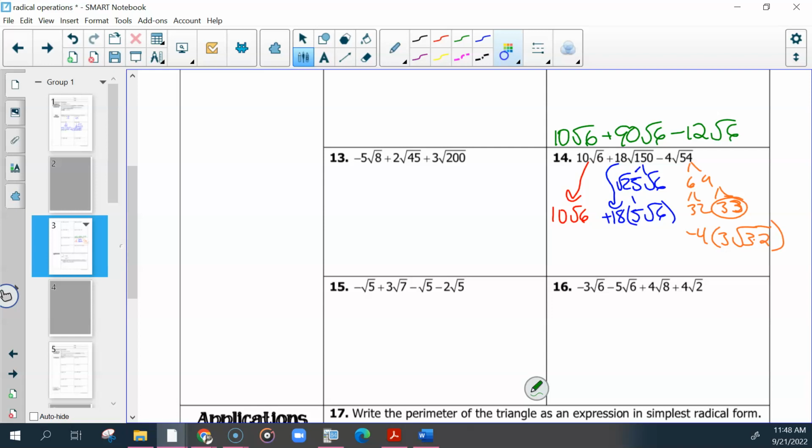You said 80. 88 times the square root of 6 will be your final answer, because all of these can be combined.